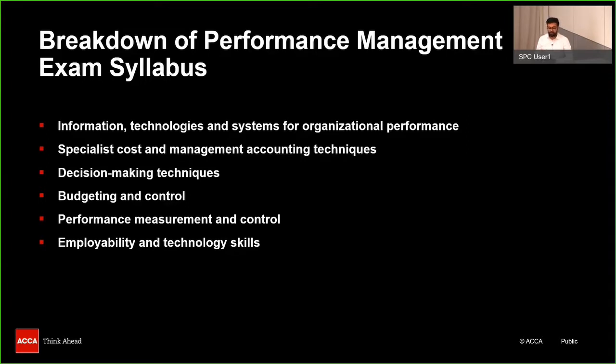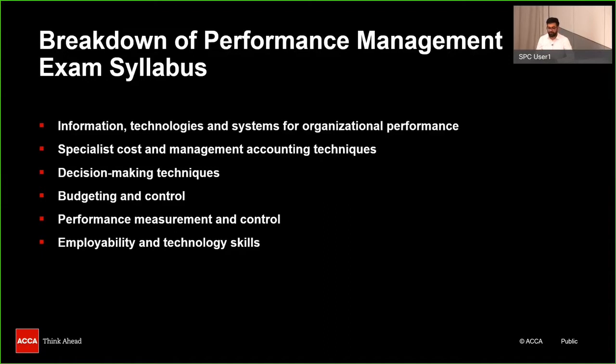Lastly, we have performance measurement and control, and this is a very important area of the PM exam. Here we will assess the performance of the organization as a whole. This section is divided further into 2 chapters: assessing the performance of the organization as a whole and assessing the performance of its divisions. When it comes to the organization as a whole, tools like the balanced scorecard and building block model are really helpful and important to assess performance and project future outlook.